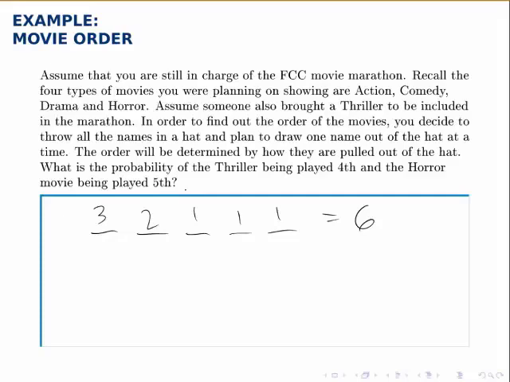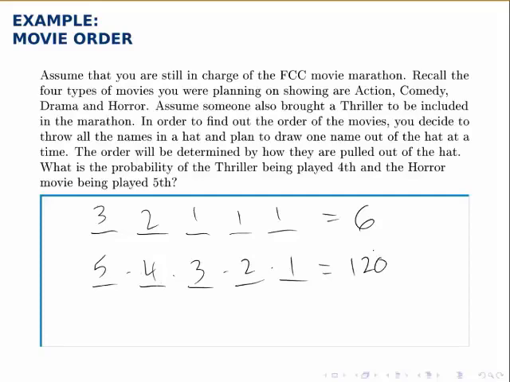Then the denominator, or the number of ways that we could order these movies in total without this restriction, again we can use the fundamental counting principle. There are 5 movies that can go in the first slot, 4 in the second slot, 3 in the third slot, and then 2 and then 1. And 5 times 4 times 3 times 2 times 1 is 120. So there are 120 total possibilities.